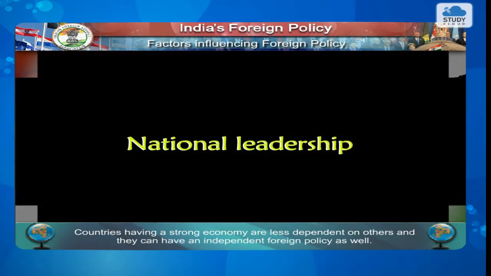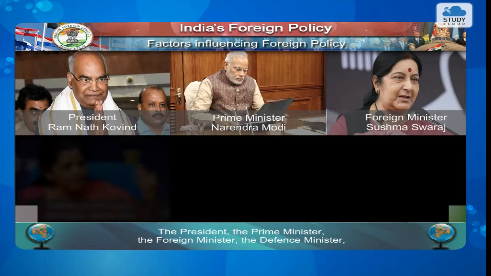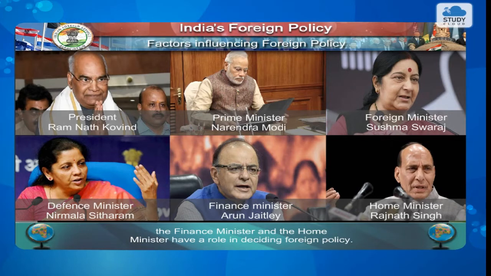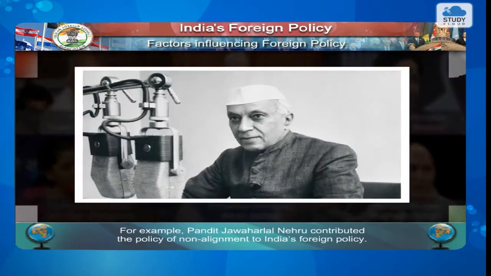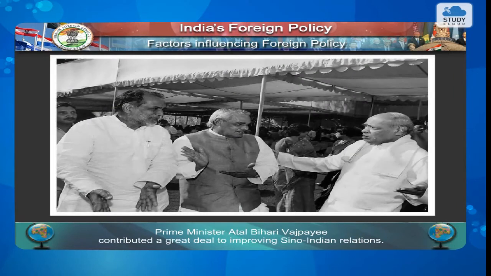4. National leadership. The President, the Prime Minister, the Foreign Minister, the Defense Minister, the Finance Minister and the Home Minister have a role in deciding foreign policy. The persons holding these positions try to maintain the continuity in foreign policy and to improve upon it. For example, Pandit Jawaharlal Nehru contributed the policy of non-alignment to India's foreign policy. Prime Minister Atal Bihari Vajpayee contributed a great deal to improving Sino-Indian relations.